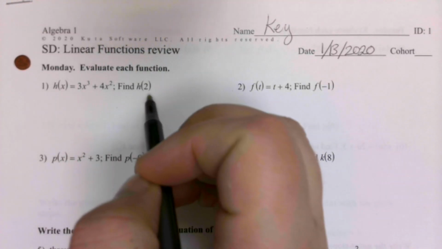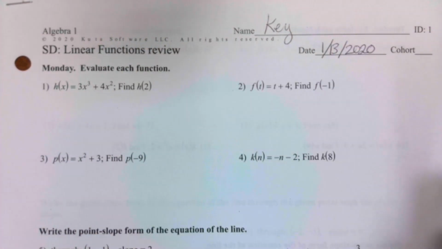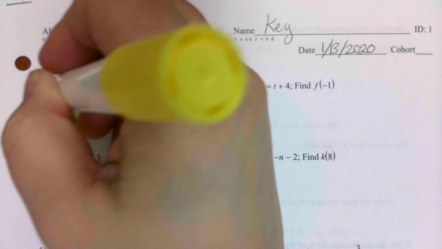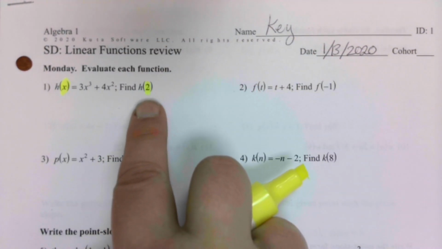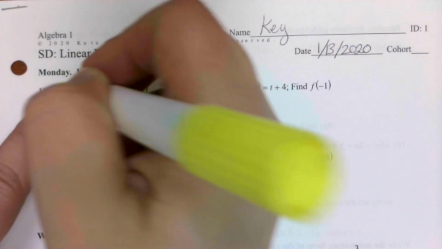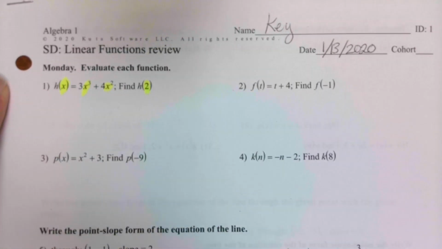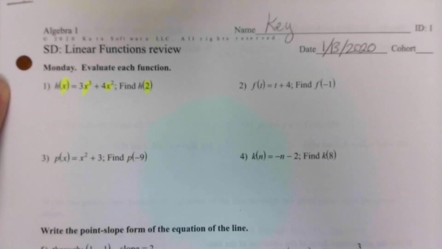Now this is just called function notation. It's pretty easy. The trick is just remembering how it works. H is just the label of the function, so it tells you which function to plug in. And 2 is the number we're going to replace every single x with. Now we're replacing x because that's what's inside the parentheses here.